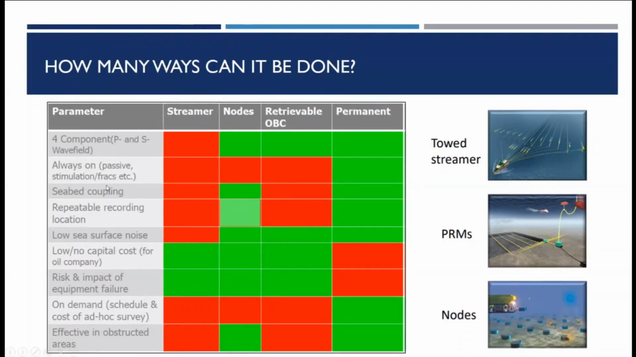But there are other aspects. For example, if you're interested in the system being on 24/7, of course, you cannot do it with the streamer.